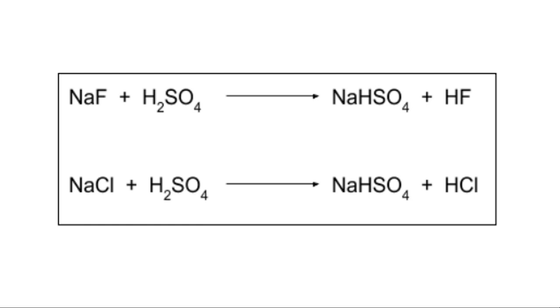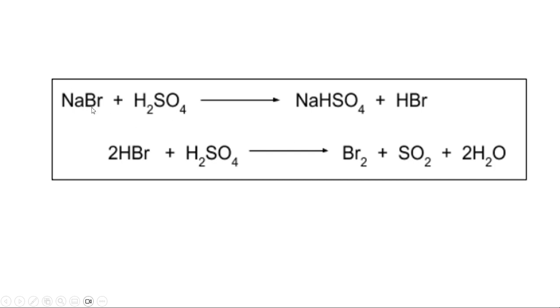NaF plus H2SO4 gives you NaHSO4 plus HF. NaCl plus H2SO4 gives you NaHSO4 plus HCl. There's not much going on here, you literally just need to memorize this. As you see, one H became bonded with the Na. Same thing going on in both.